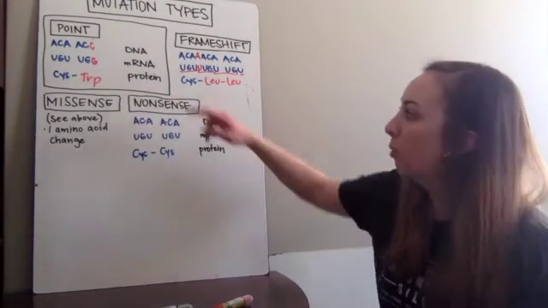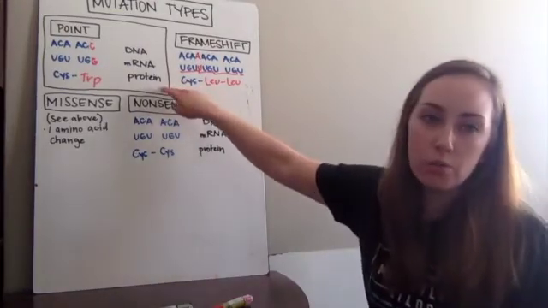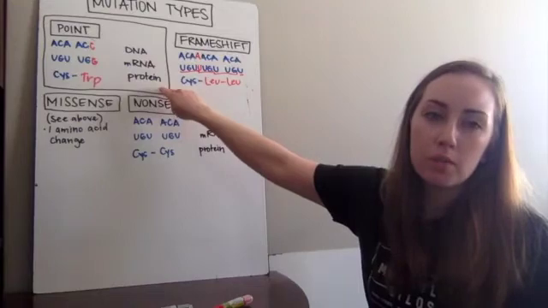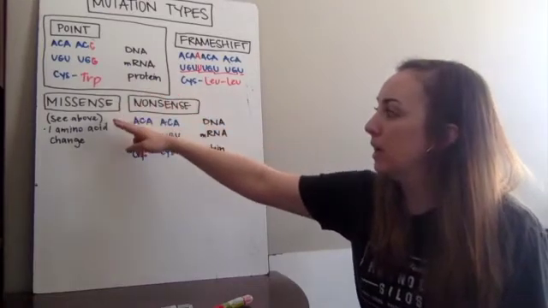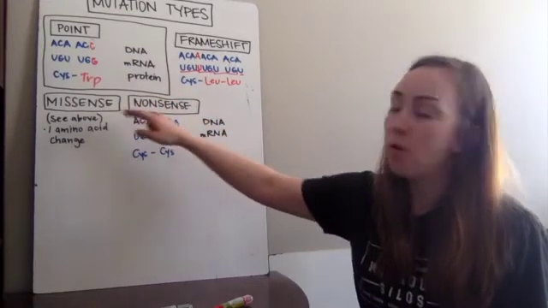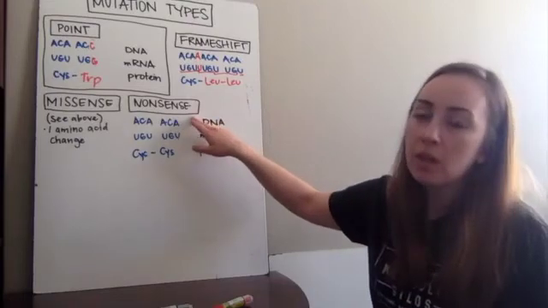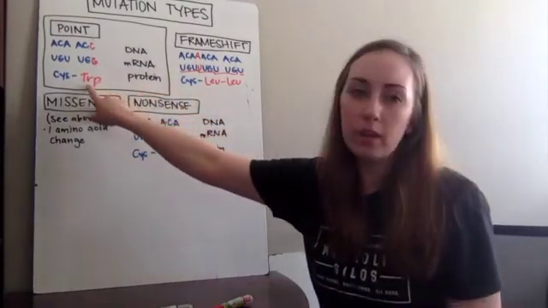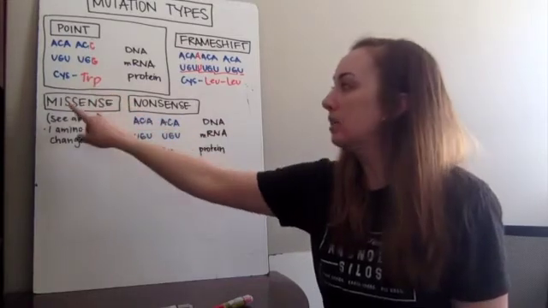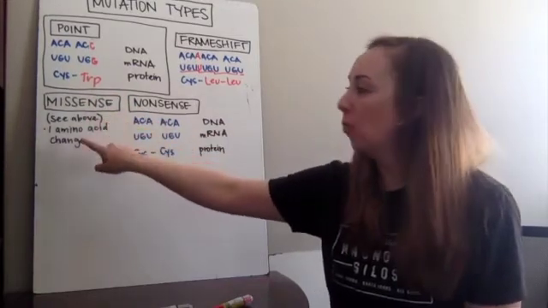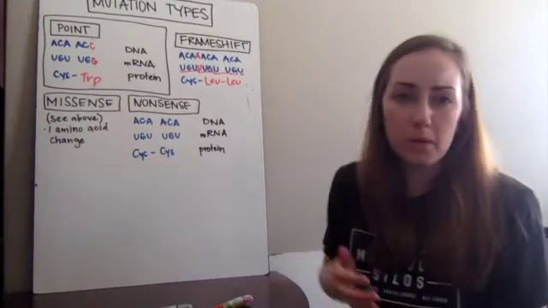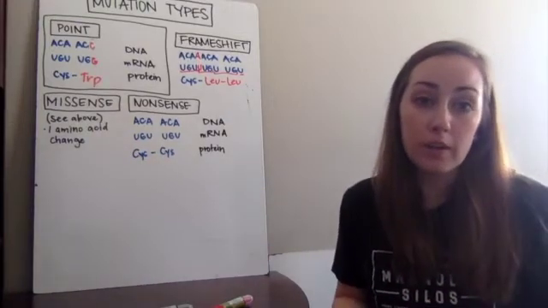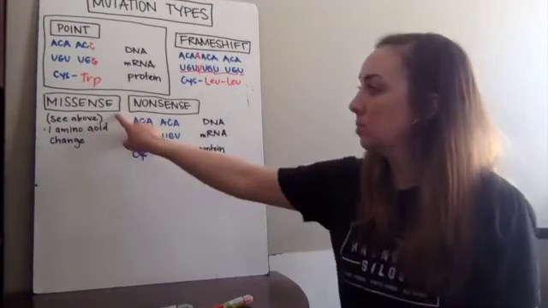Now I can break our point mutations down into 2 more categories. So point mutations can either be a missense mutation or a nonsense mutation. The example we did up here with the cysteine turning into a tryptophan is a missense mutation. We had one amino acid change, and probably the rest of the strand is going to turn out just fine. So we call these missense mutations.